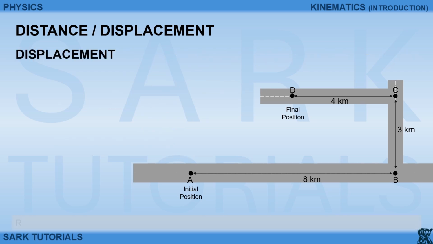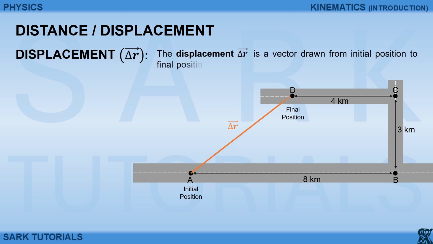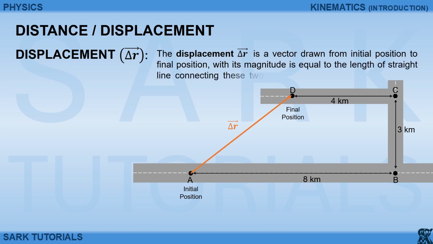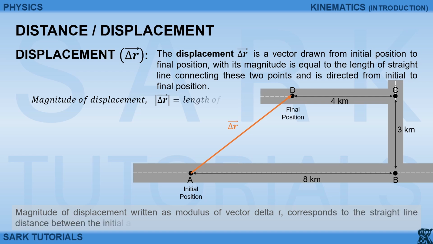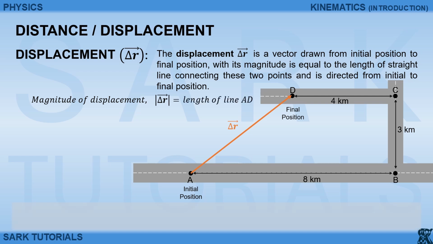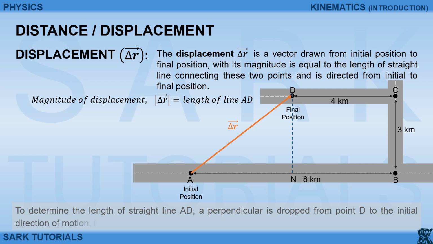Displacement, represented by vector delta r. The displacement is the vector drawn from initial position to the final position, with its magnitude equal to the length of the straight line connecting these 2 points and directed from initial to final position. Magnitude of displacement, written as modulus of vector delta r, corresponds to the straight line distance between the initial and final positions. To determine the length of straight line AD, a perpendicular is dropped from point D to the initial direction of motion, that is line AB, meeting it at point N.